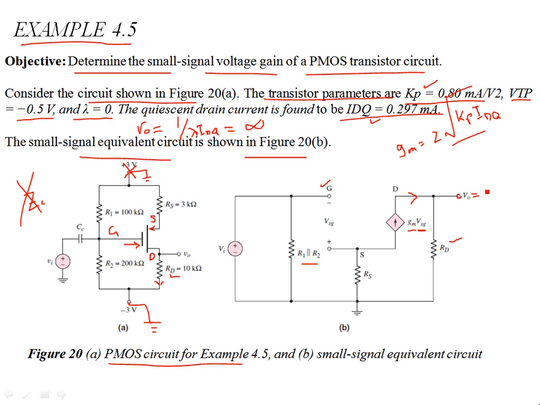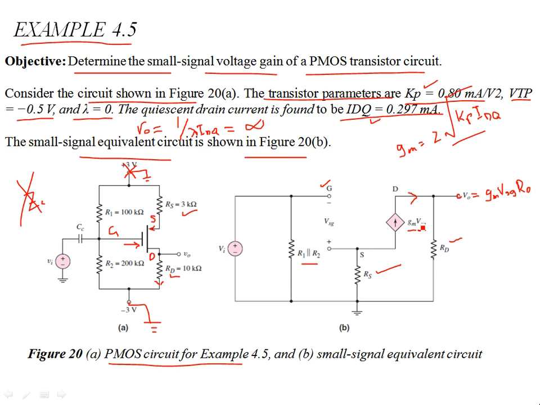is nothing but GM VSG, that's my current, and it flows through the drain resistor RD. All right, so this is RD. But now we have a source resistor, which is not directly connected to the signal ground. So it's not signal ground. It's between the signal ground and the source terminal. We have the resistor RS, so we have to include a resistor RS over here. So that completes our model.